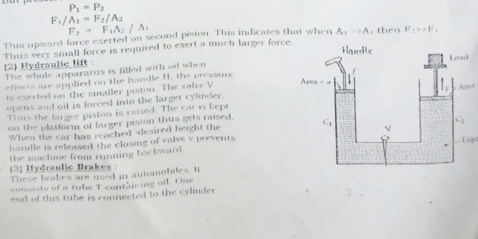And once the car or the load is kept on the platform, then whichever height you want to raise it to, till then you keep putting force on the handle. And last, once it reaches wherever you want, just close the valve so that you prevent the machine from running backward.